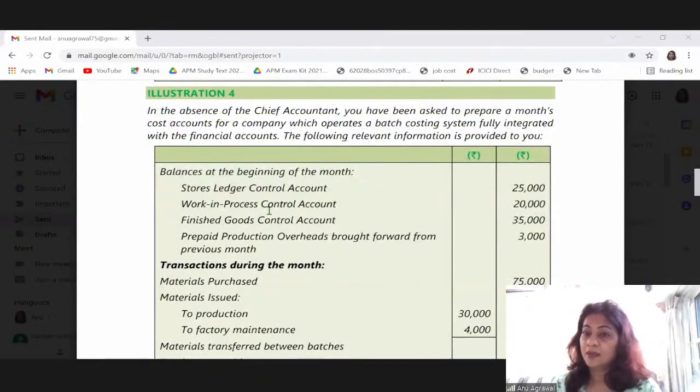The concept of why the under and over absorption is transferred to cost income account, I just explained because Shreya asked me a doubt. Okay.